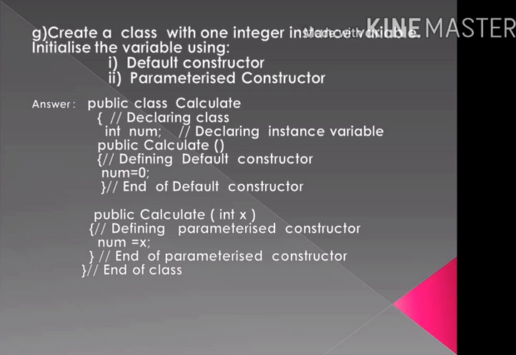public Calculate(), start curly braces, defining the default constructor: num = 0; close the curly braces. End of default constructor. Here the variable num is initialized by the default value, that is 0. public Calculate(int x), start curly braces, defining the parameterized constructor. Here x is the formal parameter of the constructor.